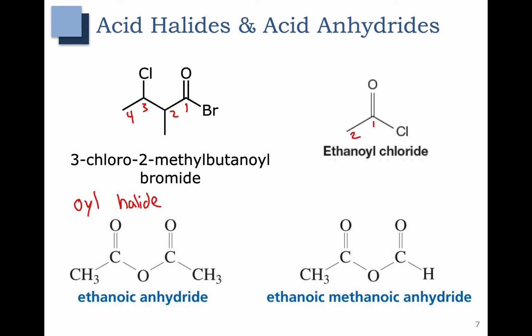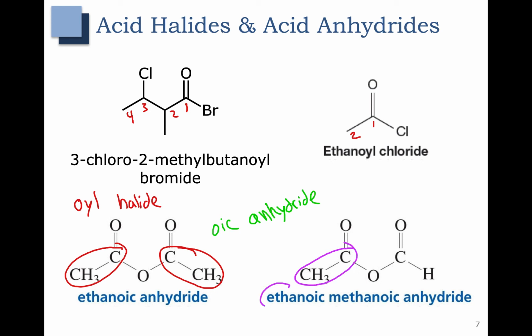Acid anhydrides have the suffix oic anhydride. And we name both sides of the anhydride. In our first case, on the left here, we have 2 carbons on the left and 2 carbons on the right. So we can just say ethanoic anhydride, and that assumes that we have ethyl groups on both sides. However, if we change the number of carbons, we have to specify that. 2 carbons is eth, and one carbon is meth. And the only reason we say ethanoic methanoic is just because E comes before M alphabetically.